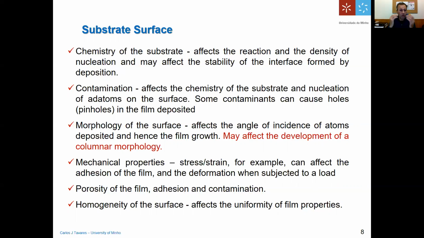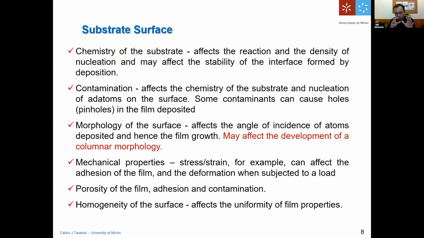Okay? You have to check for contamination again. Contamination affects the chemistry of the substrate and nucleation of atoms on the surface. So again, it's these atoms that arrive at the surface of your substrate, and they have some mobility, okay? And this contamination might affect their mobility, okay? Some contaminants can cause holes, pinholes, in the film as it is growing. The morphology of the substrate is also very important, because like I said, if it's very wavy, if it has lots of roughness, then this roughness will replicate on your thin film, and your thin film will grow, replicating the roughness of the substrate.